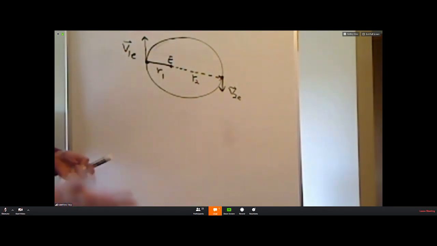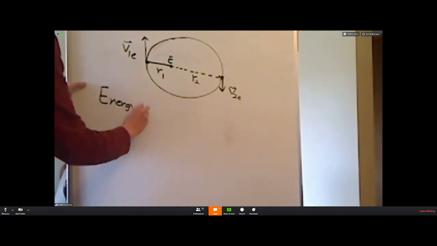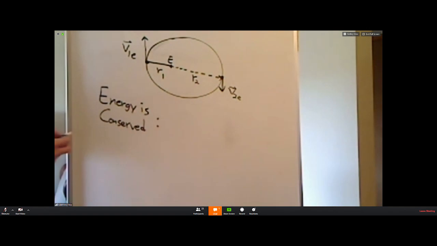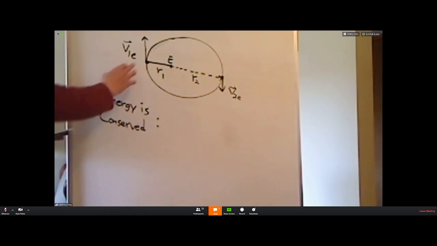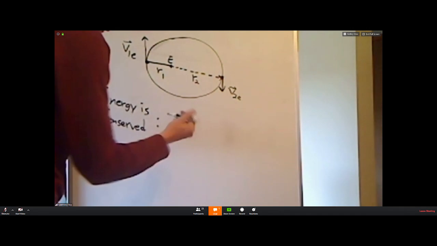I'm orbiting an object with a mass of 5.98 times 10 to the 24 kilograms. How do you get from here to here? Or what do we know about this path? Two things. Energy is conserved. Can we write that as an equation? What's my energy here? Kinetic plus potential. What's my energy there? Kinetic plus potential. That's going to relate V for kinetic and R for potential.